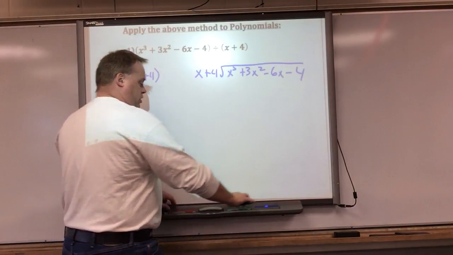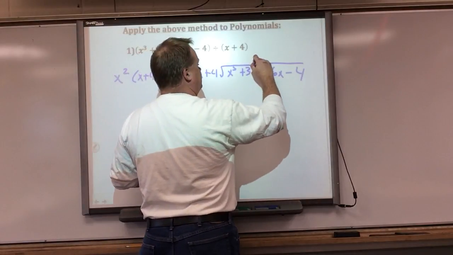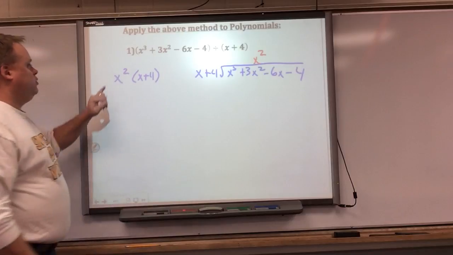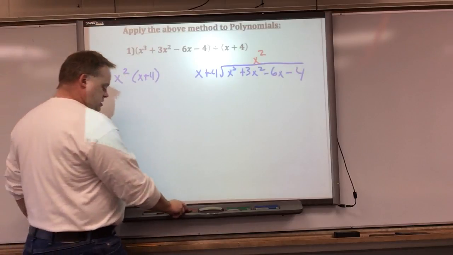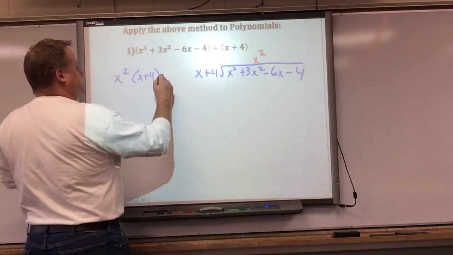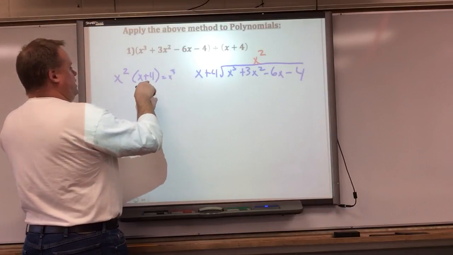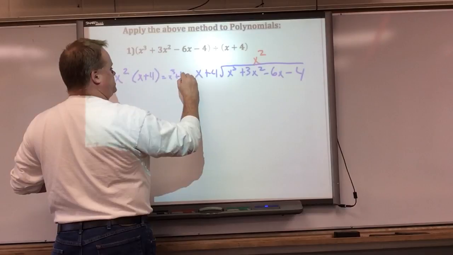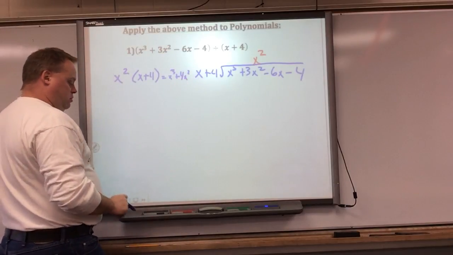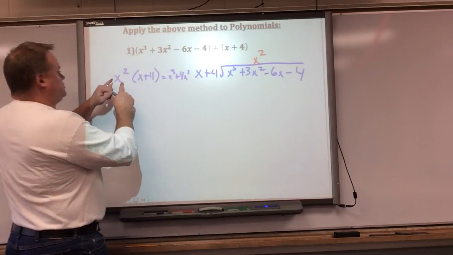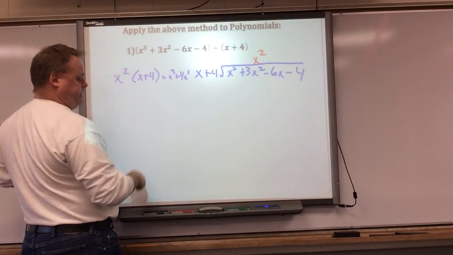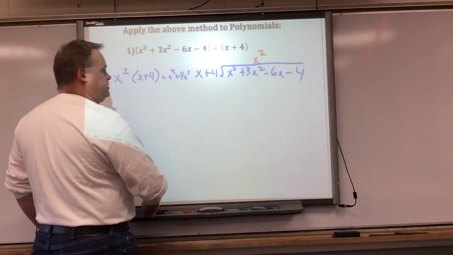I'm going to go ahead and put that x squared up here, because remember, there's two terms, so we're going to go 2 times here. And what is x squared times x? Well, that's x cubed. And what is 4 times x squared? Well, 4x squared, right? So I know that when I multiply x squared by x plus 4, I get x cubed plus 4x squared.